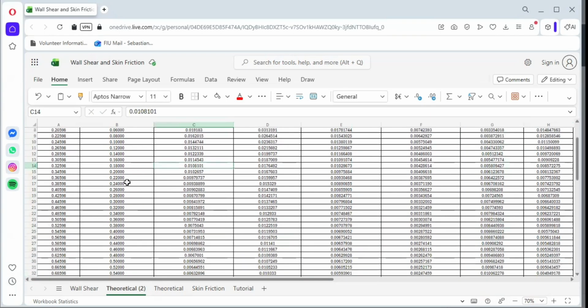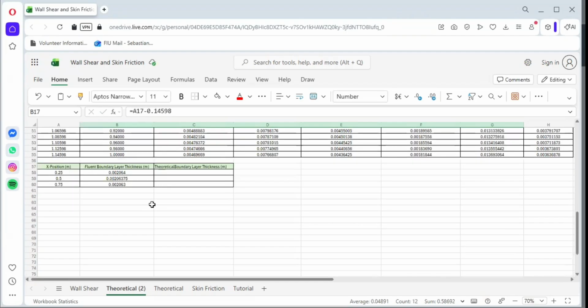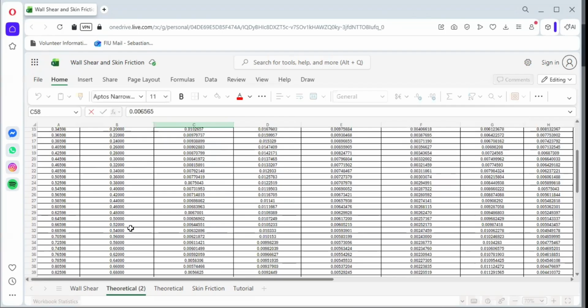So we're going to go over to, and as you can see, R is in increments of 0.02. So we're going to look at these two, and we're going to interpolate between these two values for 0.25. And what I got after that was 0.006565 meters.